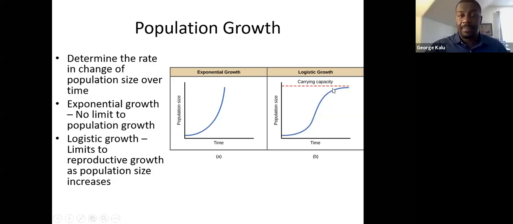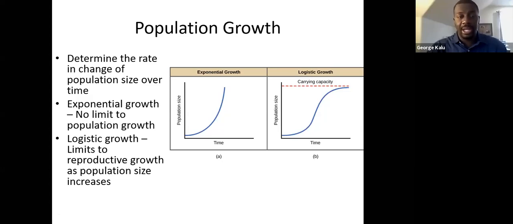The other type of population growth is called logistic growth. This is where you have some kind of a limit on how many individuals are able to survive in that particular environment. There's a limit to your reproductive growth as the population size begins to increase. As we get to a limit, you're not going to be able to pass that particular limit when you look at your population size.